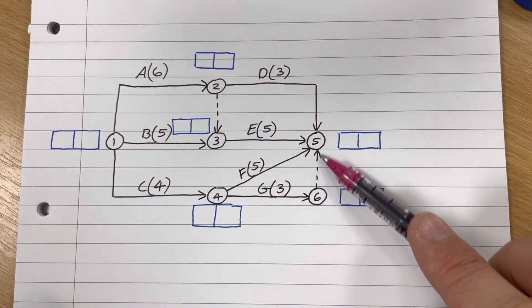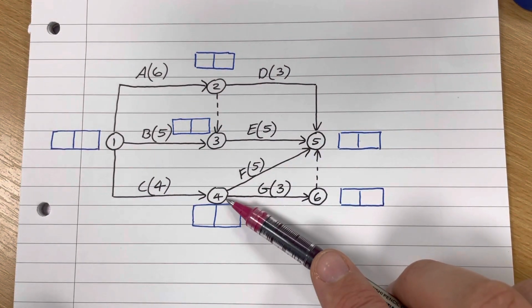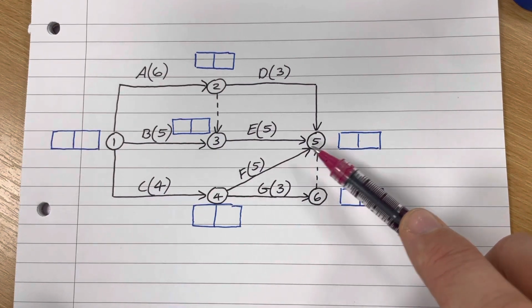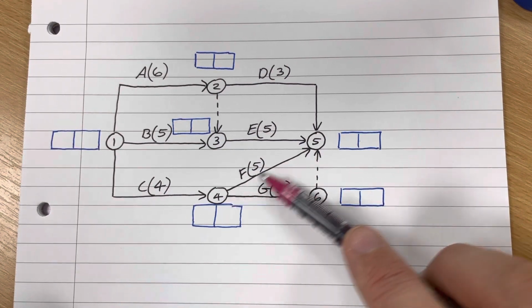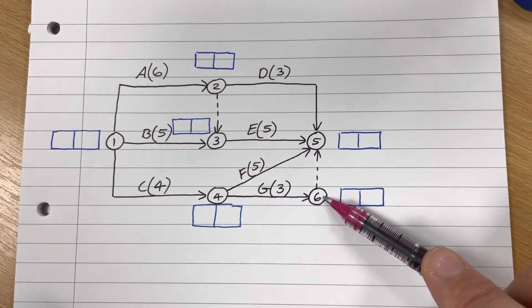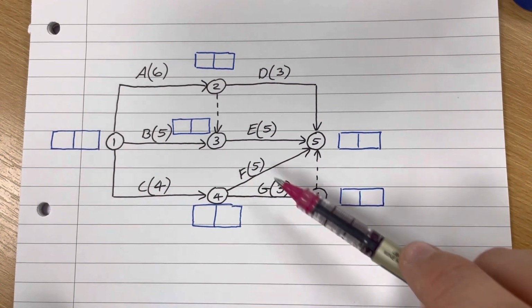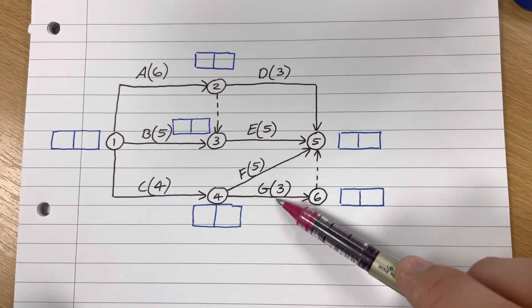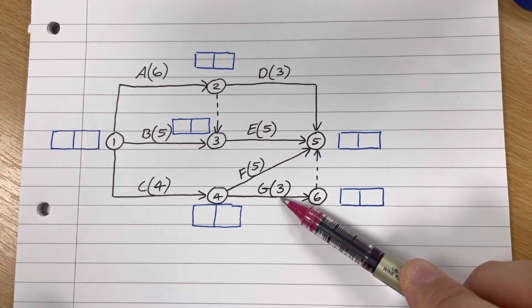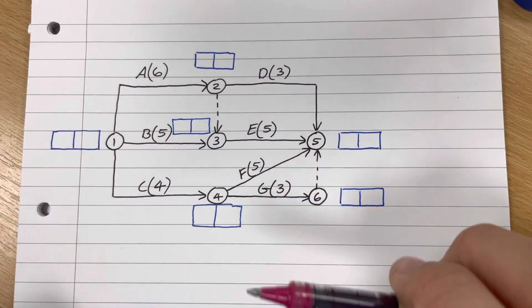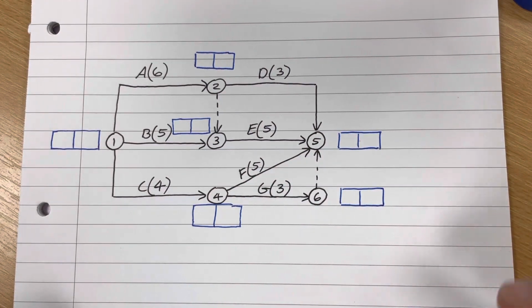And then this dummy arc is required because I couldn't have G going from node 4 to node 5, because activity F already does that. So I had to split it out into a separate node and then dummy it onto that node. And it doesn't actually matter which way round F and G are. It's irrelevant. You're just pulling one of them off and putting it into a separate node and then dummying that one on.